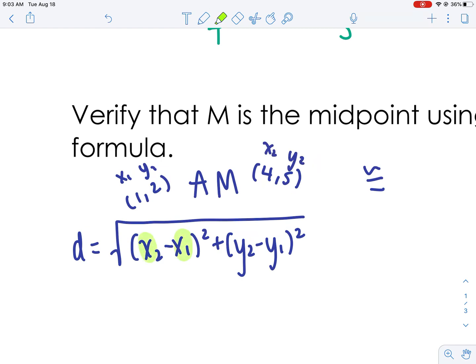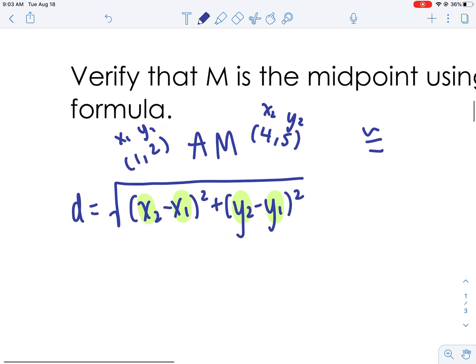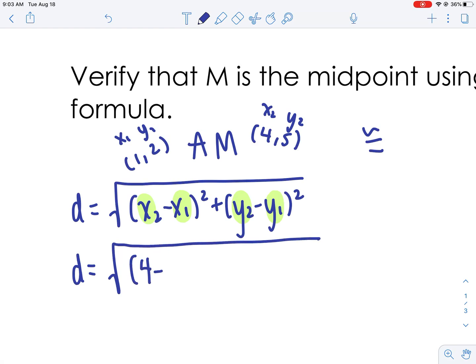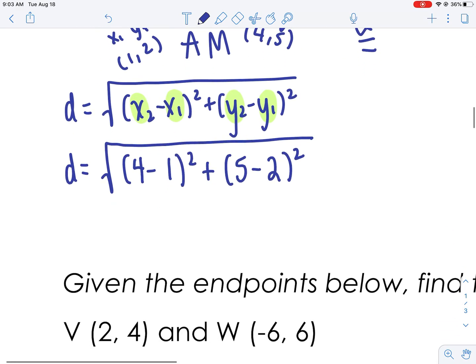Now I'm going to plug those values in here, leaving everything else the same. So distance formula is a really big square root. x2 is parentheses 4 minus my x1 is 1, parentheses squared, plus for y2 I have 5, minus y1 is 2, parentheses squared. And if you remember the rules of PEMDAS, you do parentheses first. So now I'm going to simplify this. 4 minus 1 is 3. 5 minus 2 is also 3.